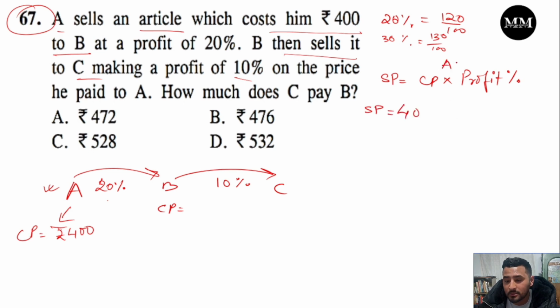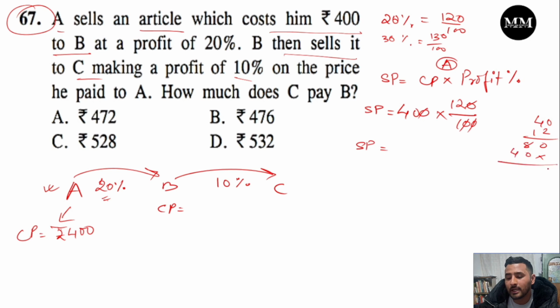I'm talking about A. Okay, this one talking about A. For 400 into profit percent, like a profit of 20%. So how we'll write? 120 by 100. Start with the cancellation. 0 0 gets cancelled, 0 0 gets cancelled. So SP will be how much? 40 into 12, just multiply. So 480 rupees. 480 will be the SP for A. Okay, SP will be how much for A? SP will be rupees 480.